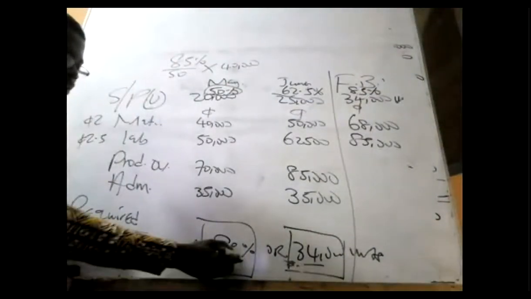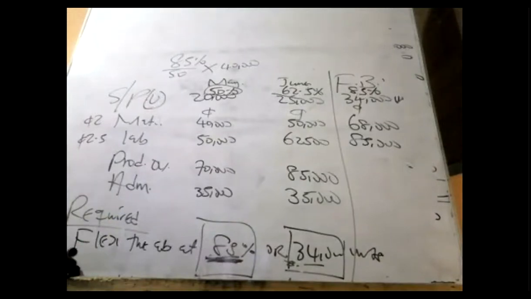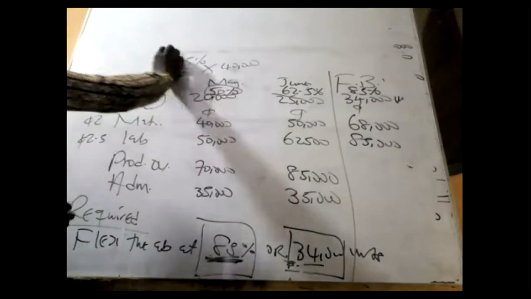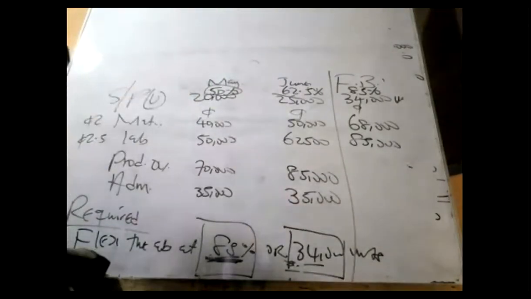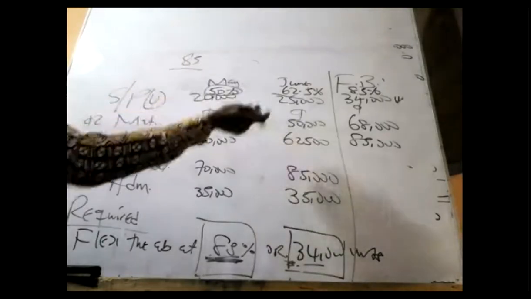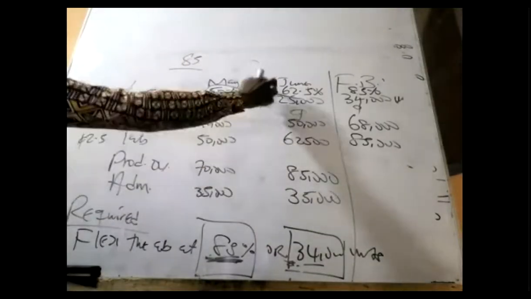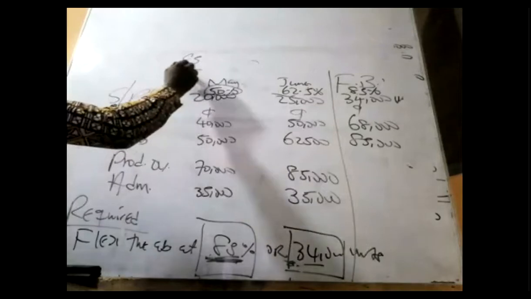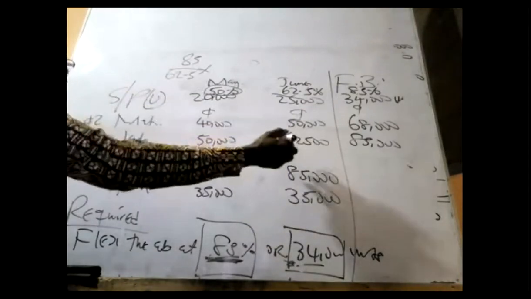Now, if you don't use the percentage, tell the examiner. As the examiner, the percentage will be like this. I am looking for 85% of what I'm picking. Let's pick any of them. This one, let's pick this. Out of 62.5 times the value.